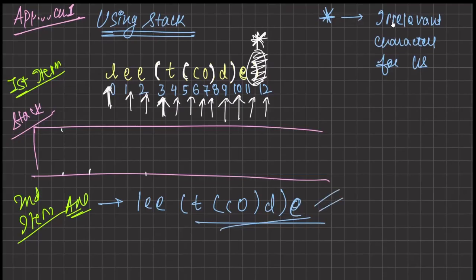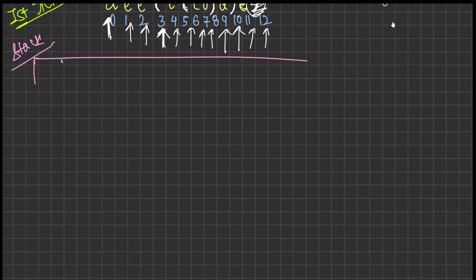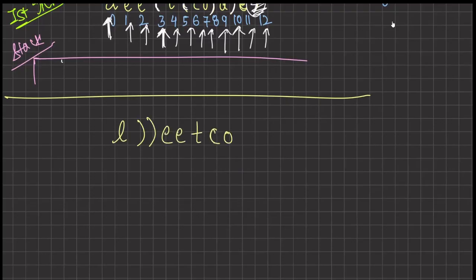Now let's take another example, another test case as well, to better understand how it will be helpful. So let's take another test case. For example, L, bracket, E, E, T, C, O, bracket, D, bracket, E, right? And let's say this is also a closing. So let's say this is an opening bracket for now to create a better test case.